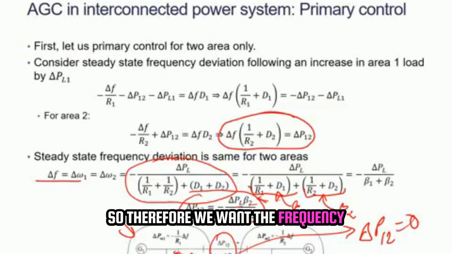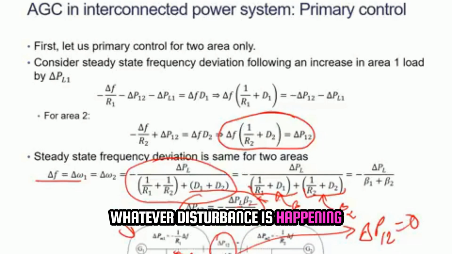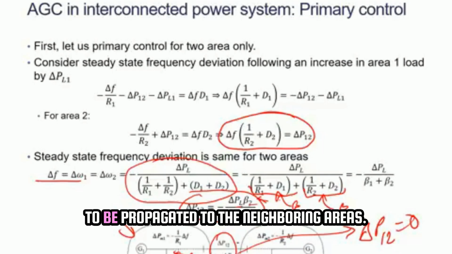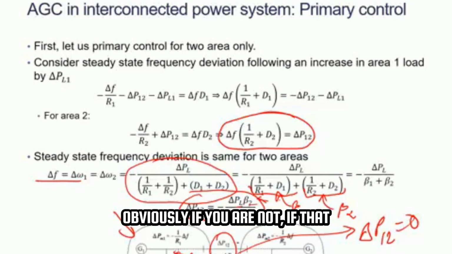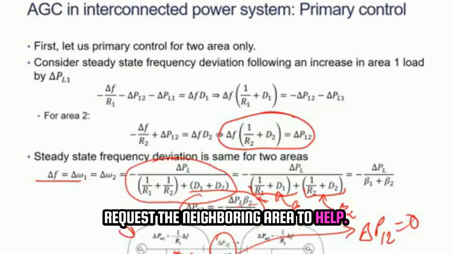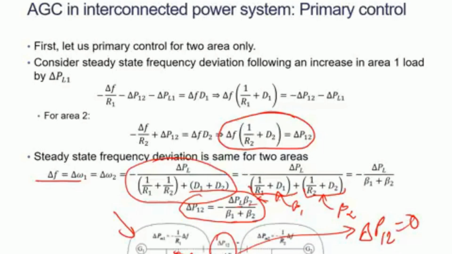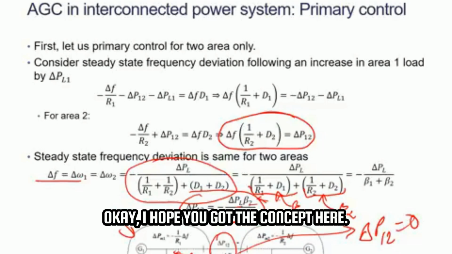Therefore we want the frequency and voltage to be constant, and that's why we do not want the disturbance. Whatever disturbance is happening within a control area has to be settled within the control area itself, not propagated to the neighboring areas. Obviously, if that control area is not capable of satisfying that mismatch, then it can request the neighboring area to help. That is another thing. But the primary objective is to ensure that delta P12 is equal to 0. Okay. I hope you got the concept here. Any queries?